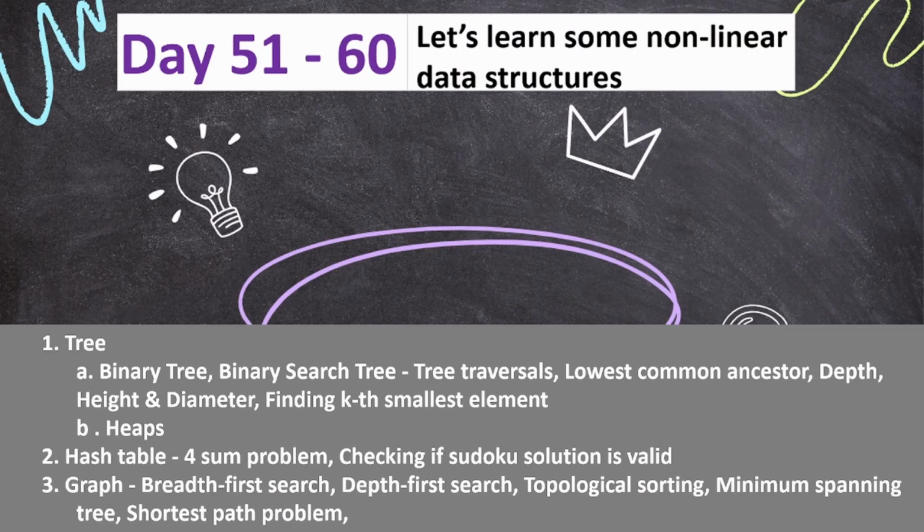Okay, and days 51 to 60, let's learn some non-linear data structures: trees, binary search trees, tree traversals, lowest common ancestors, depth, height, and diameter, finding the kth smallest element, heaps, hash tables, and checking whether a solution is valid. Graphs: breadth first search, depth first search, topological sorting, minimum spanning tree, shortest path problems.